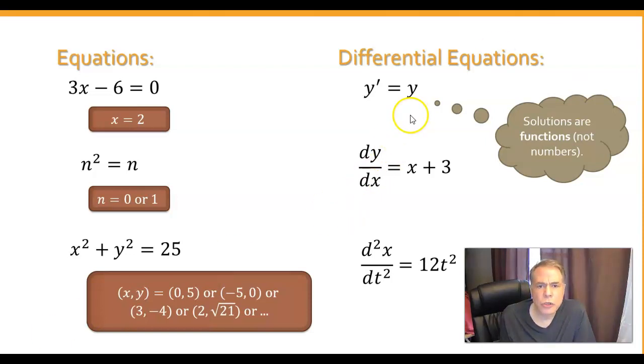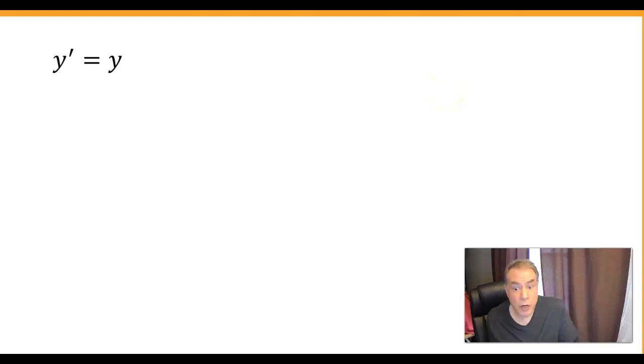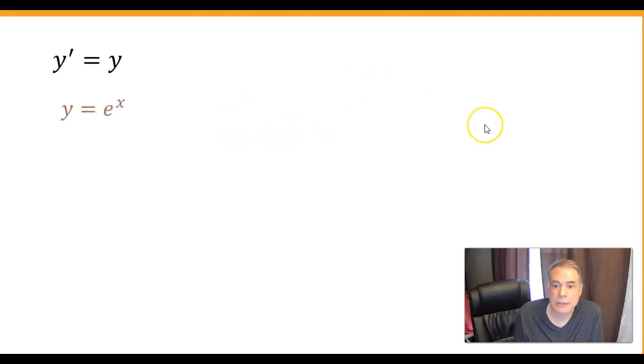Now let's take a closer look at this first example. y prime equals y. So here we're looking for a function where the derivative of that function, y prime, is equal to y itself. Do you know a function like that? If you've studied calculus, you probably encountered a famous function that has this property. And that function is e to the x. It is its own derivative. So if y is e to the x, then y prime would be the derivative of e to the x, and y prime would be equal to y.